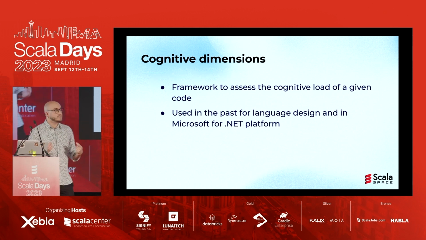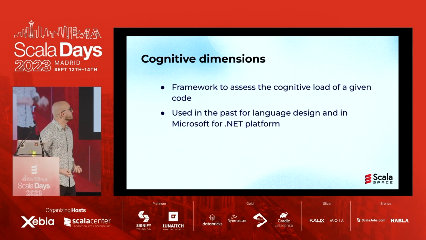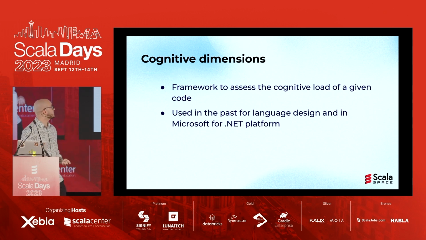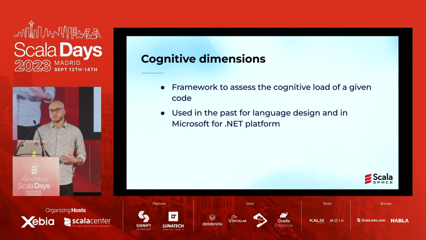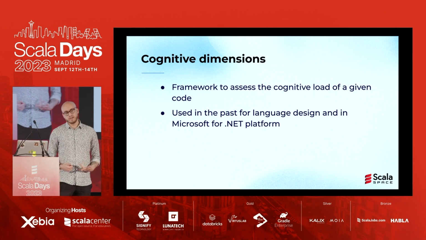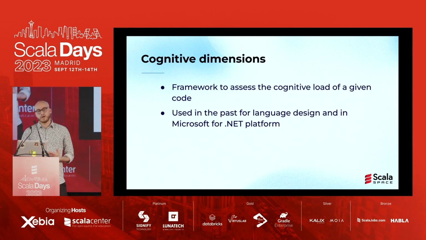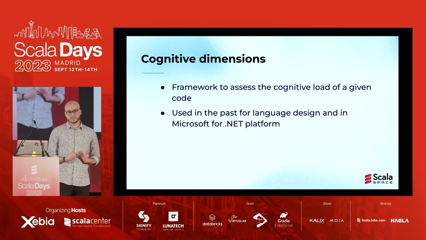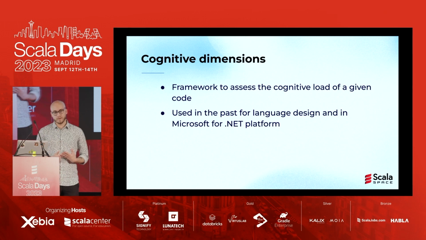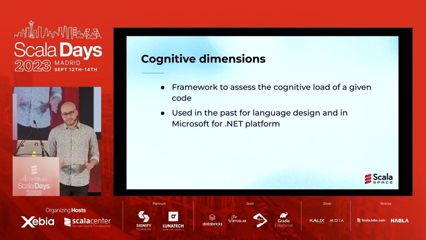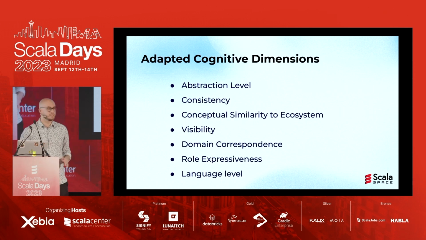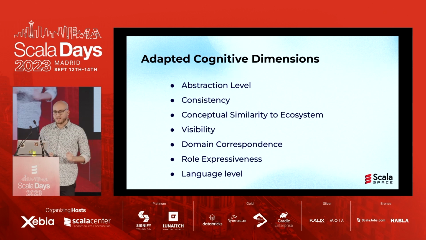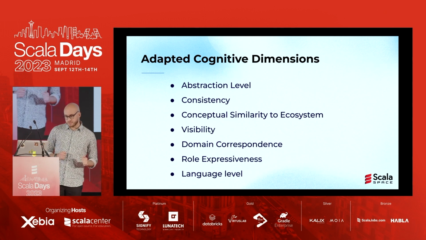It's a framework that is used to do exactly that. It can assess the cognitive load of a given code. It was used in the past. At first, it was used to assess the cognitive load for language design. Then it was adapted for a .NET platform in Microsoft, so they use it in the development of the .NET platform. And most importantly, after that, it was used in Scala Toolkit. So we adapted our own set of cognitive dimensions.